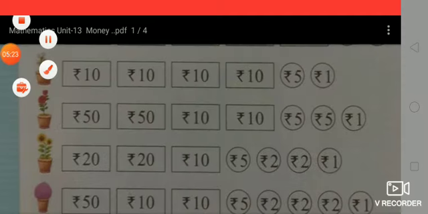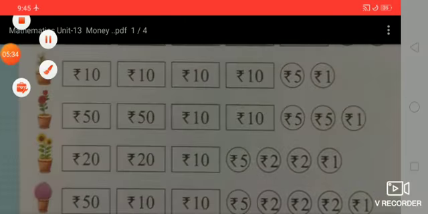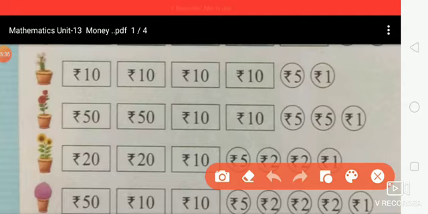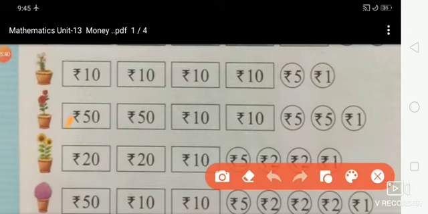Once again, rose. Rose cost is 50 rupees. 50 rupees, coins or notes? Notes. So color the 50 rupees notes. Then 10 rupees note, 10 rupees note. That means the circle is a coin: 5 rupees, 5 rupees and 1 rupee. Okay.